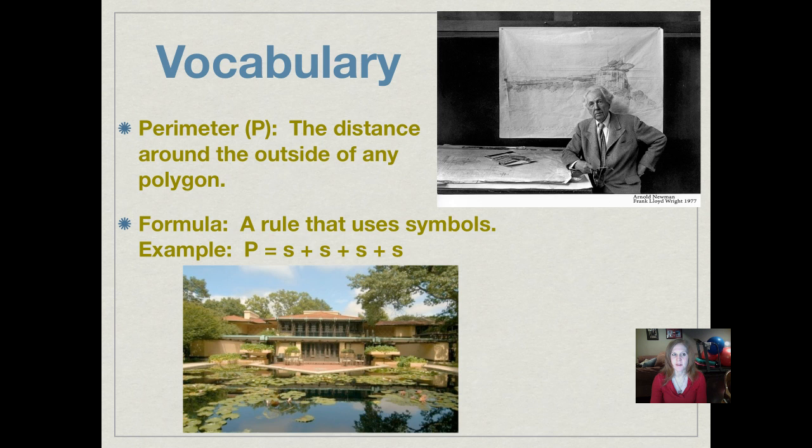Perimeter, P, that's our vocabulary, perimeter. When we say perimeter, I want you to think side, side, side, side, side, side, because we're going to add up all of the sides. The distance around the outside of any polygon. The formula is a rule that uses symbols, and that tells us how to solve it. We've used a little bit of formula work before. In this case, perimeter, P, equals side plus side plus side plus side, because we're doing squares and rectangles.